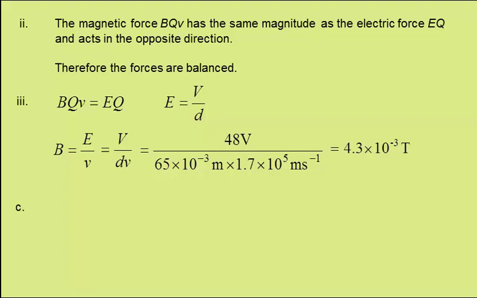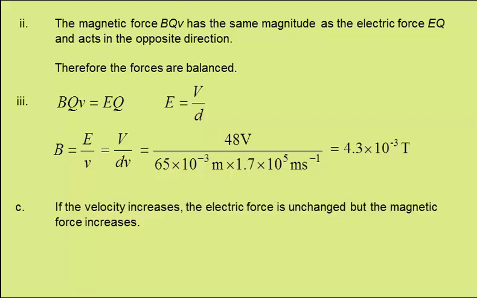In C, we need to explain what would happen to ions with a velocity higher than 1.7 times 10 to the 5 meters per second if all the other conditions were the same. Well, if the velocity increases, the electric force is unchanged, but the magnetic force will increase. Therefore, the ions would now be deflected upwards.